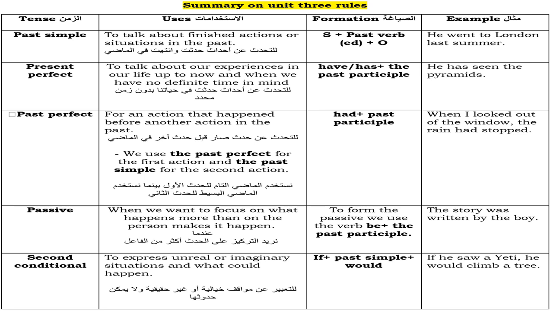Okay, passive. When we want to focus on what happens more than on the person who makes it happen. لما نحب نركز على إيه اللي حصل. To form the passive, we use the verb to be plus the past participle. Okay, the story was written by the boy, and we are going to revise it again.